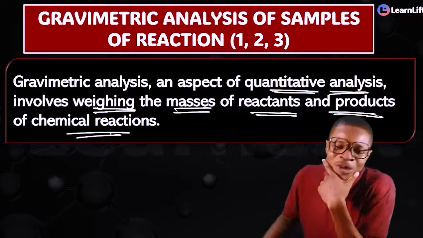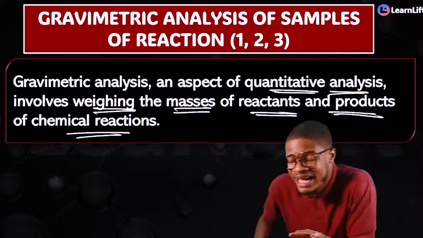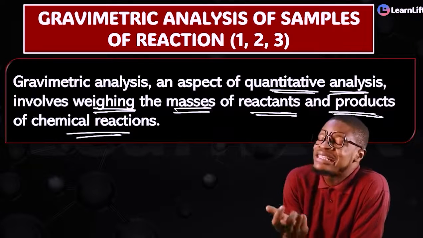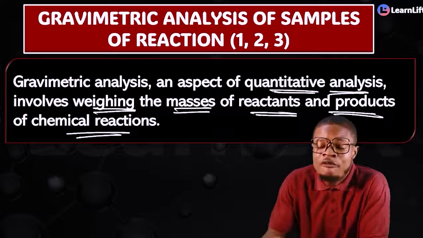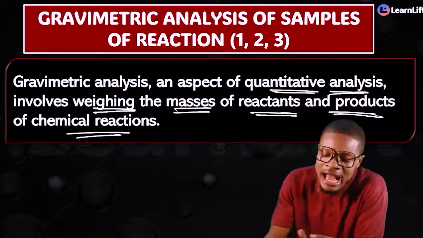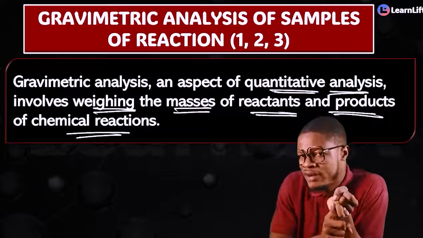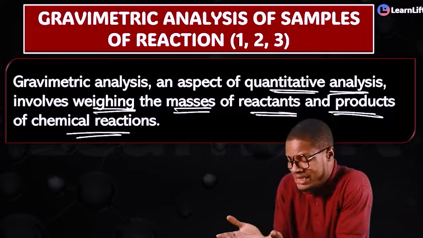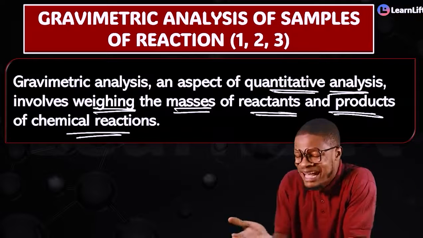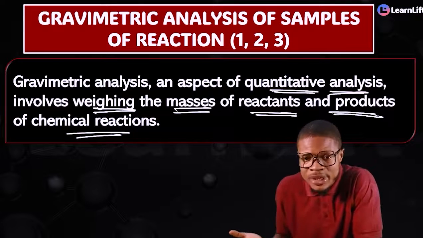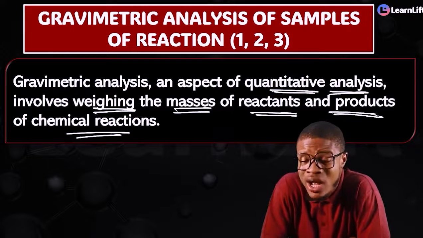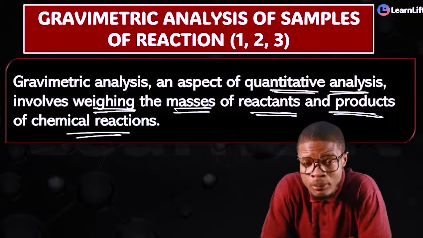Let's go together. What is gravimetric analysis? Gravimetric analysis is an aspect of what? Quantitative analysis that involves the weighing of masses of reactants and products of what? Chemical reactions. So once they give me chemical reactions, and I have to carry out the weighing of the reactants and products to determine their mass, what do we call that? It's called gravimetric analysis. So as we move together, we're going to be doing some weight measurements.